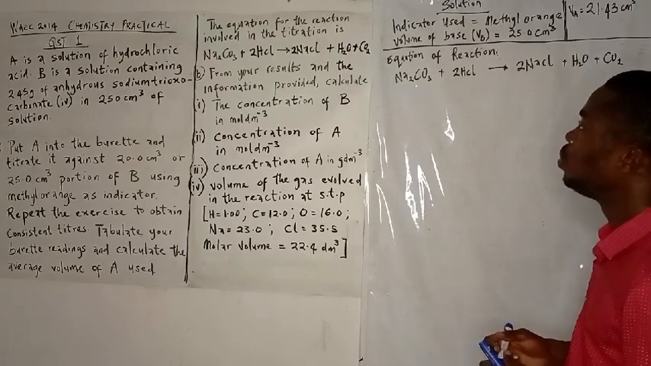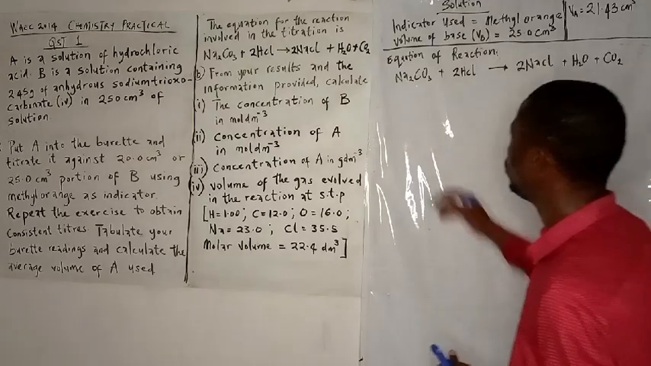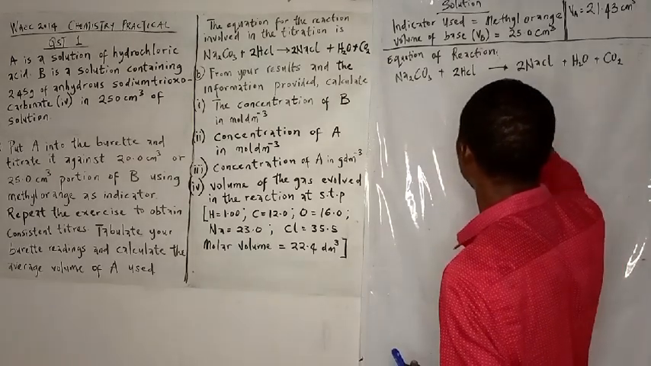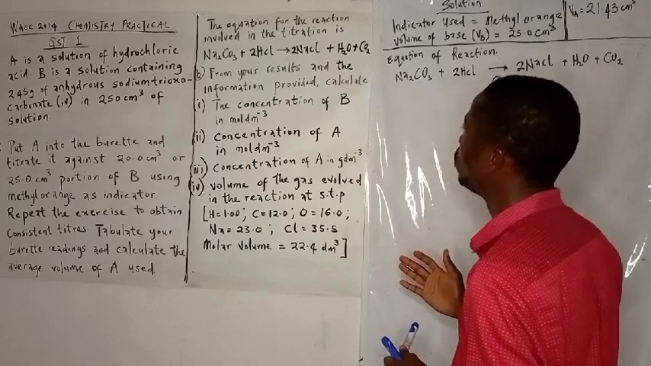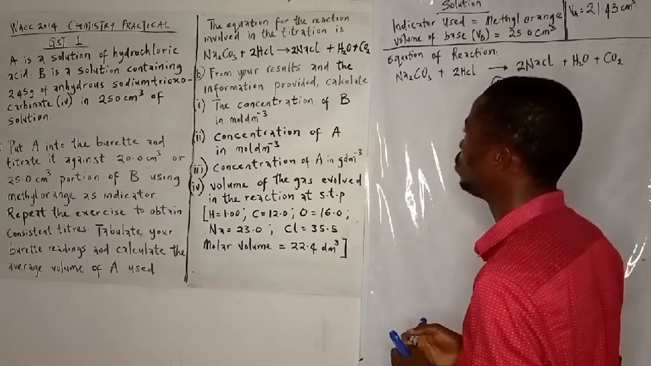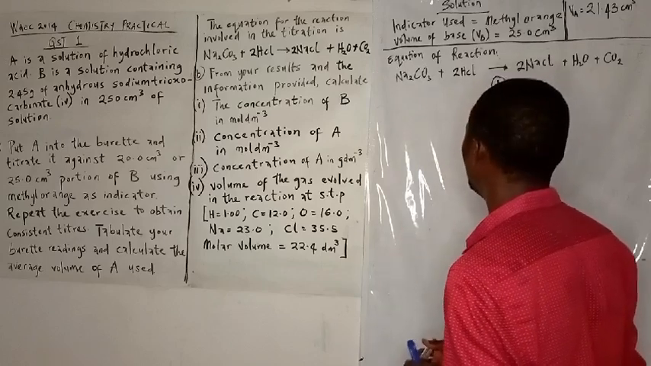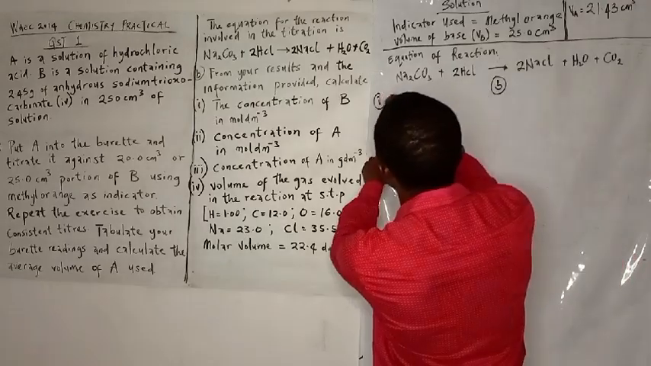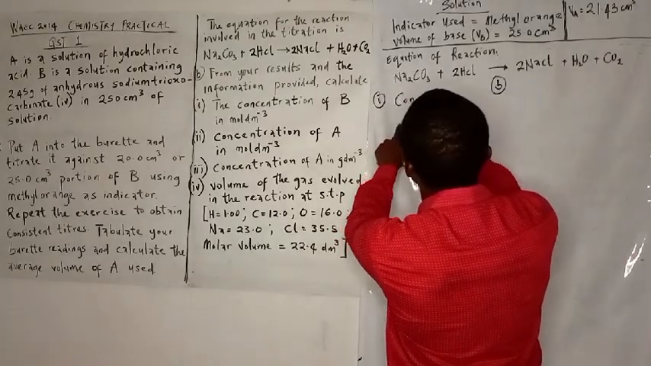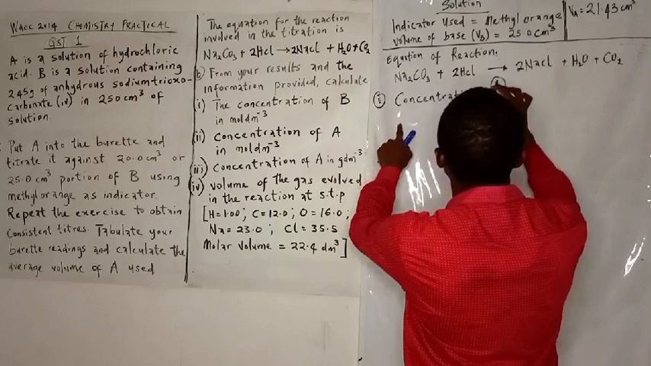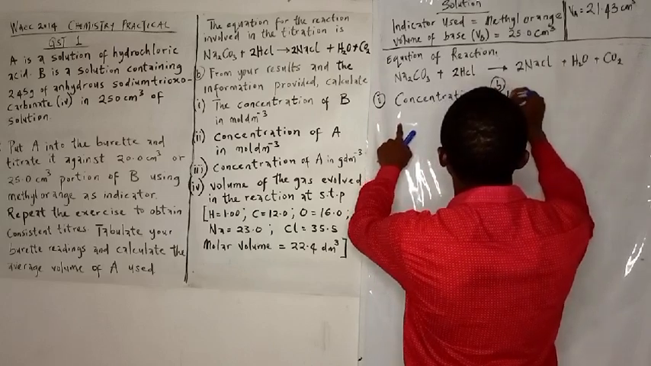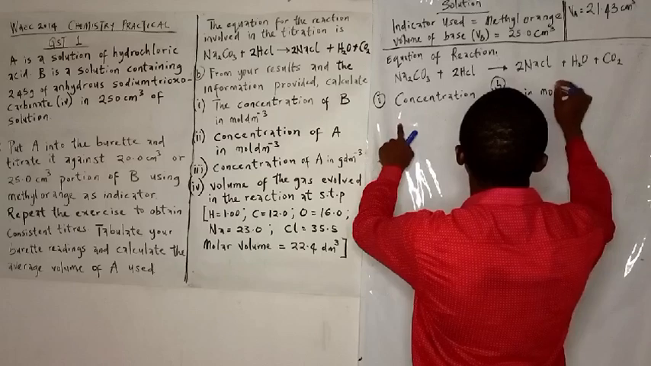And from this, we look at the next question. So we go to B. Question B has it that from your results and the information provided, calculate the concentration of B in mole per dm cube. So we are looking at the concentration of B in mole per dm cube.